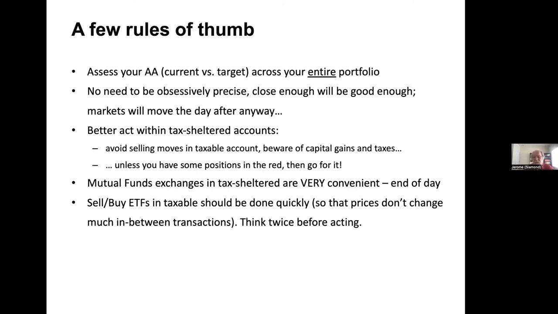Now, if you end up having to do something a little bit more complicated, where you have to do something in taxable and something in tax sheltered, then I would start to agree with you, because maybe I want to sell something in taxable and do an exchange in tax sheltered, which will be done at the end of the day. So then I might want to reduce a little bit the time window of the overall set of transactions. But again, that's a little bit of being obsessively precise. I think the main point is really to think before acting.